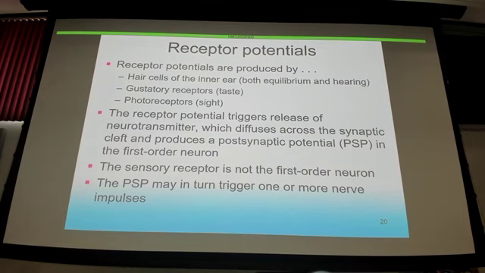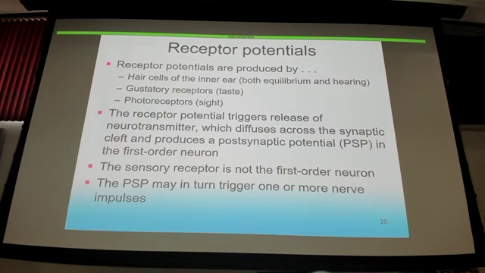Because that's a receptor cell sitting in front of a first-order neuron. The first-order neuron still has dendrites that are there, and so there's going to be a release of a neurotransmitter to cross that distance and stimulate the first-order neuron. In that case, we call it a receptor cell potential because the potential had to occur in the cell.